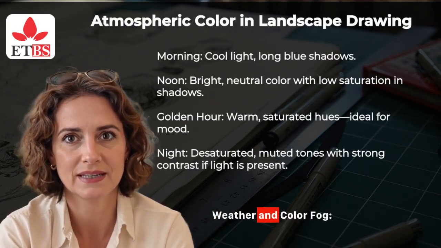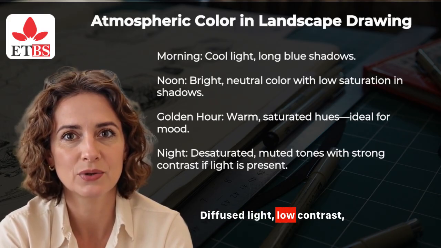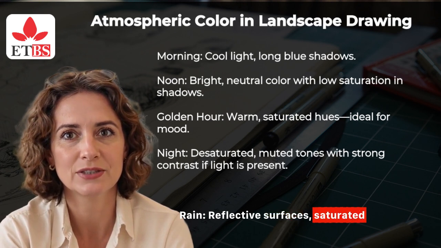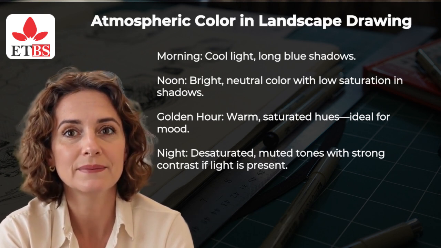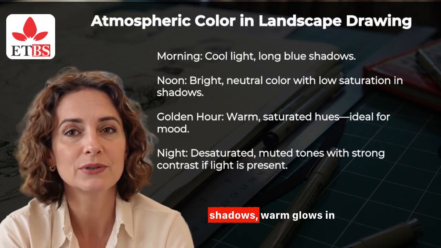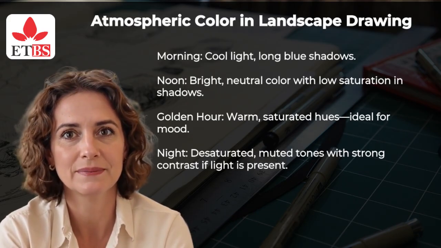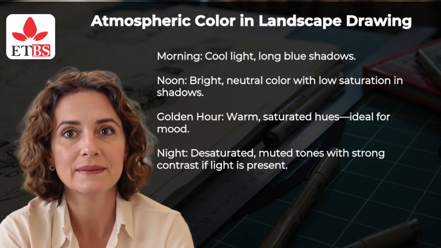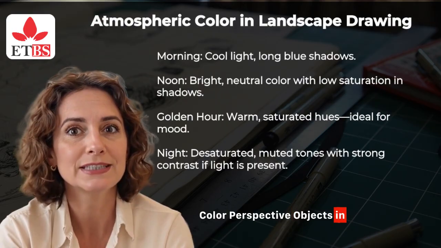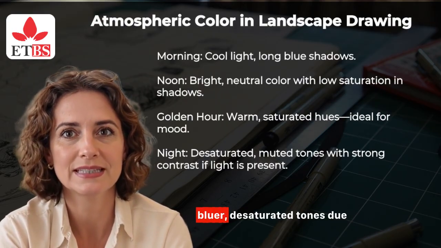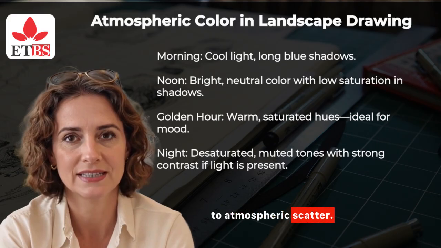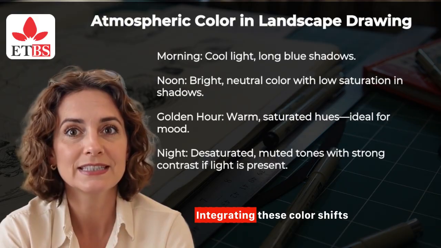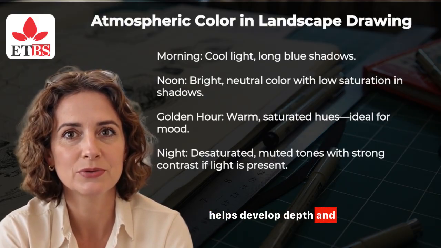B. Weather and colour. Fog: diffused light, low contrast, low saturation. Rain: reflective surfaces, saturated ground tones, cool ambient light. Snow: blue and violet shadows, warm glows in lighted areas. Cloudy: soft shadows, mid-values dominate. C. Colour perspective: objects in the distance shift toward cooler, bluer, desaturated tones due to atmospheric scatter. Foreground warms up and has high saturation. Integrating these colour shifts helps develop depth and realism.